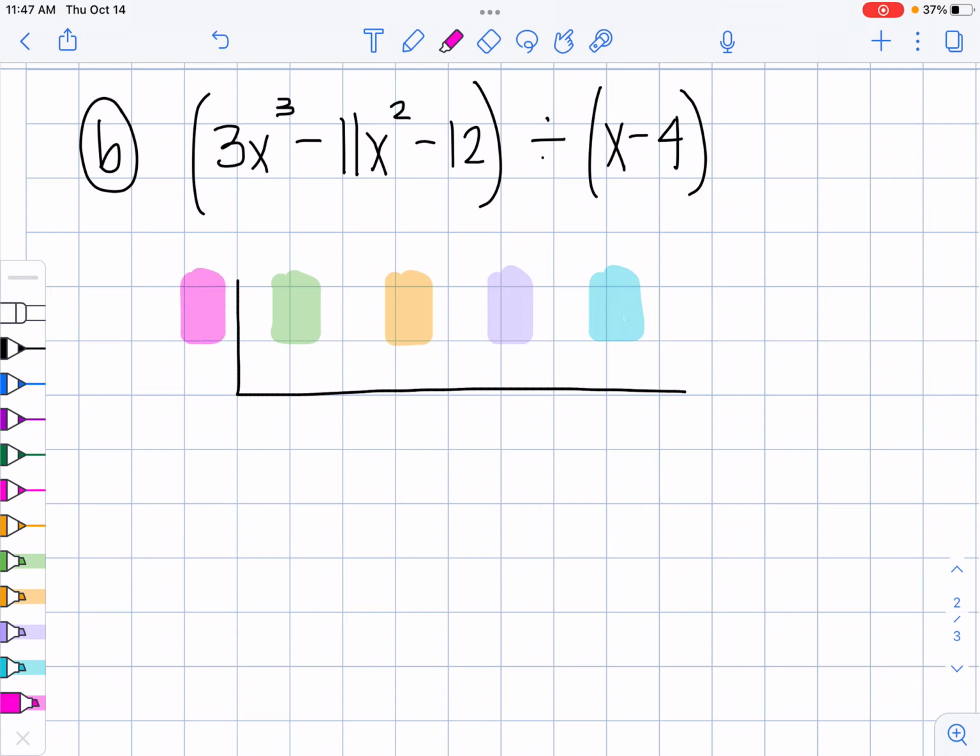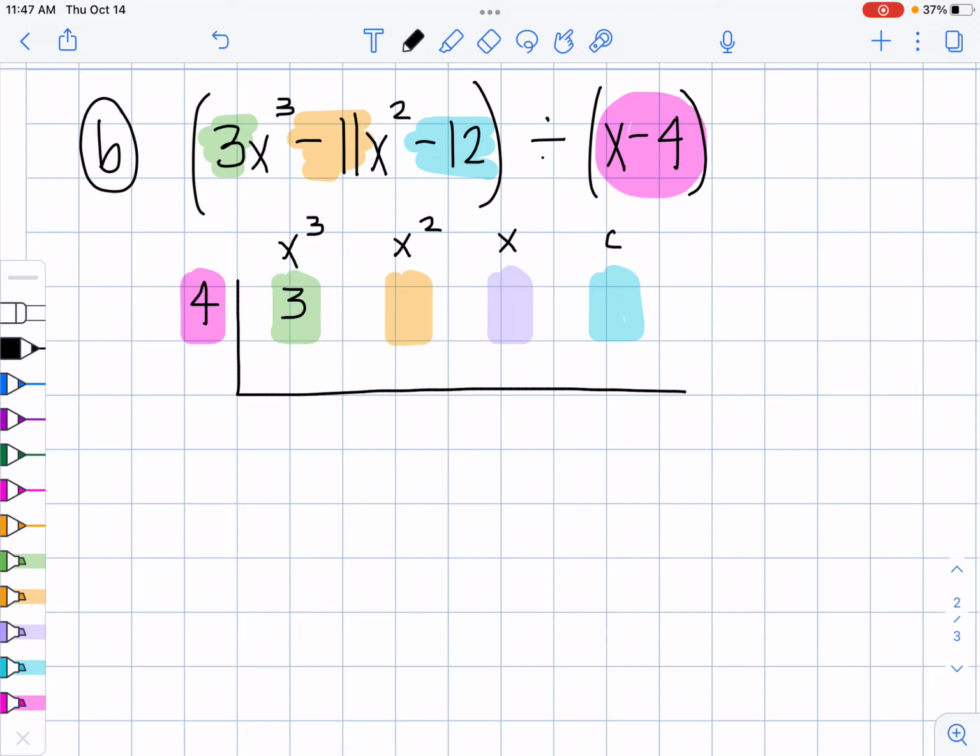Remember, it's the opposite of what we have here. This says x minus 4, so the opposite of negative 4 is positive 4. The numbers that are going to go in, I have my green, I have my orange, and this one is actually my blue. So remember, this is your x to the thirds, this is your x squareds, this is your x's, and this is your constants.